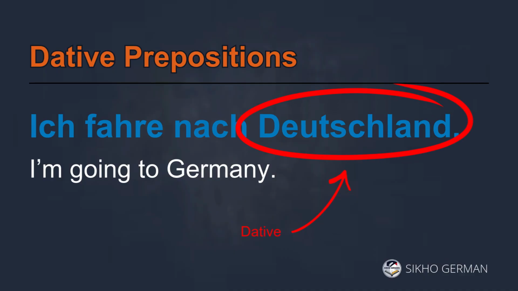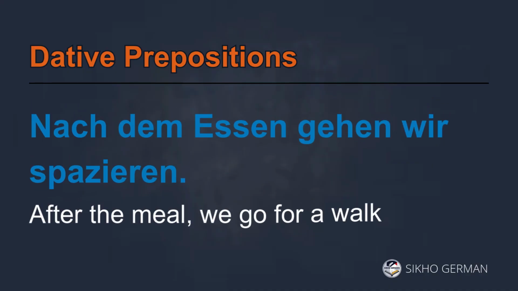Deutschland doesn't take an article, but it's conceptually in dative. This is the standard way to say you're going to a country or city. Nach dem Essen gehen wir spazieren. After the meal, we go for a walk. Here, nach means after, for time sequences. Das Essen becomes dem Essen, dative neuter, after nach. After an event, use nach plus dative.